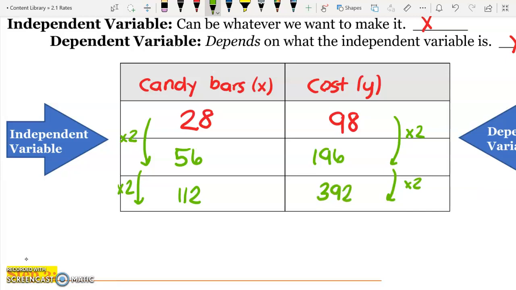So again, if you got different numbers for these rows, that is fine. It just depends what you multiply by. But again, just make sure you're multiplying by the same value on the left and the right.